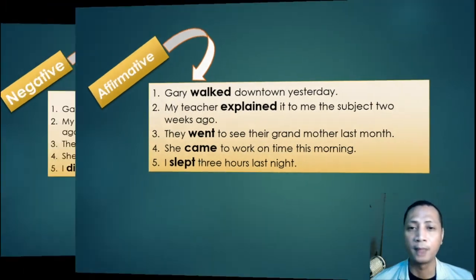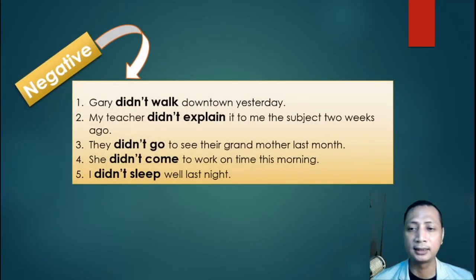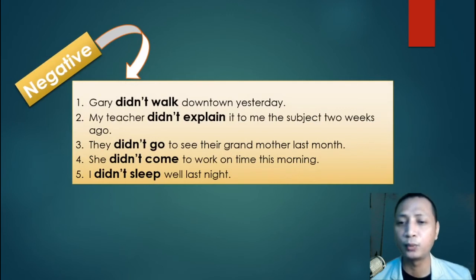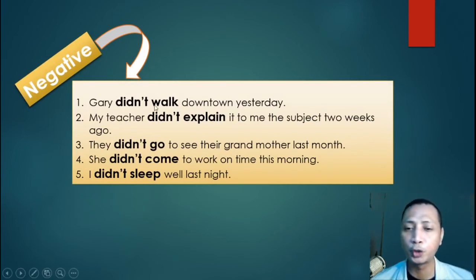Well, next is the negative. Gary didn't walk downtown yesterday. For the negative, we don't use past or verb 2 anymore, but we use the infinitive. So this is the pattern. We use past or verb 2 or ed only for positive sentences. So remember guys, no past, no verb 2, no ed in negatives and questions for simple past.